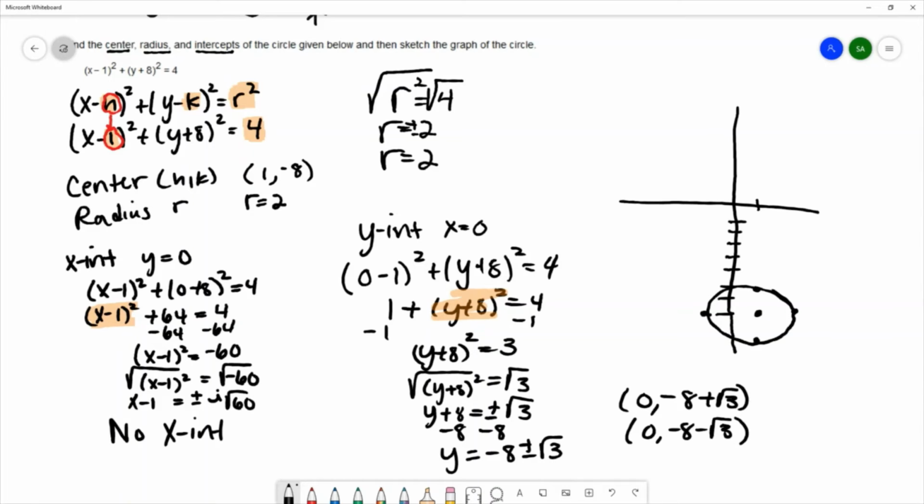I just want you to notice that this confirms what we found algebraically. We found algebraically that there were no x-intercepts, and you can see that on the x-axis, the graph does not cross that x-axis, confirming that we have no x-intercepts. However, you can see the graph does cross the y-axis, and we did get 2 y-intercepts.